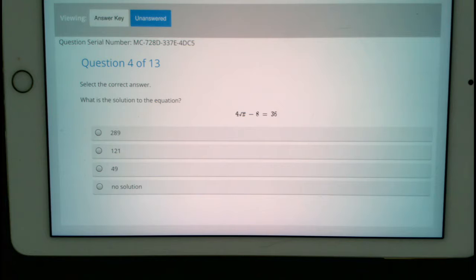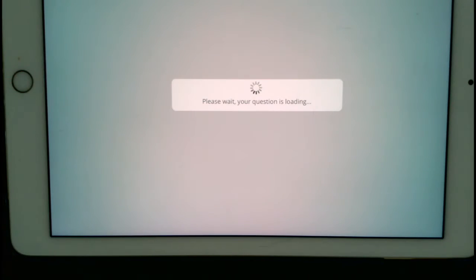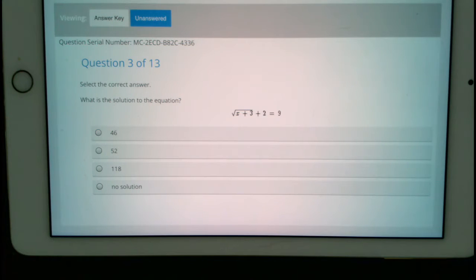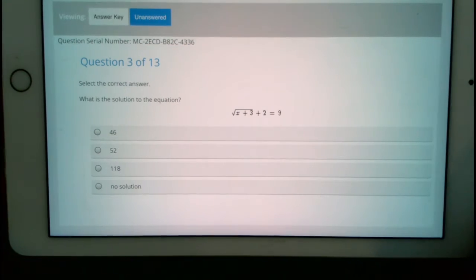Notice on problem 4, as well as problem 3, that one of the options is no solution. So we have to be careful with that. We're either going to use our calculator or we're going to use Desmos to make sure that the answers that we find are legitimate answers, but we need to be aware that we can have extraneous solutions.